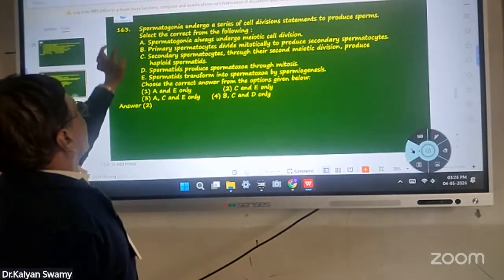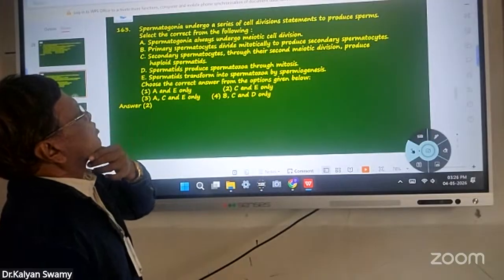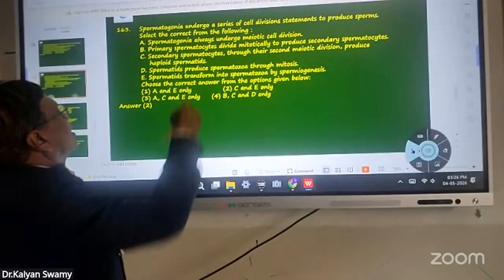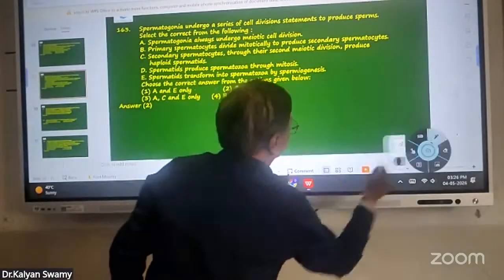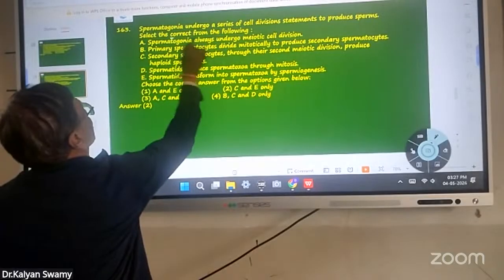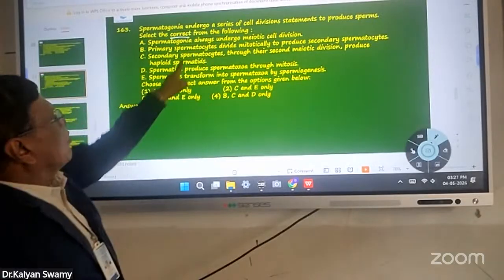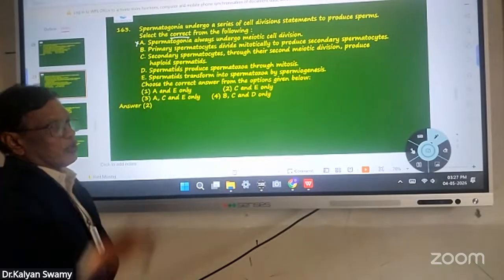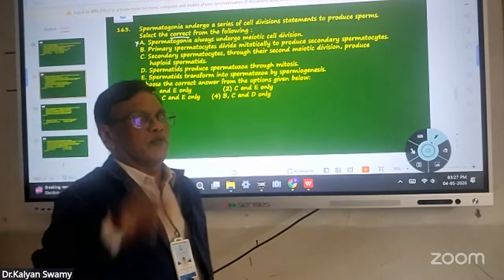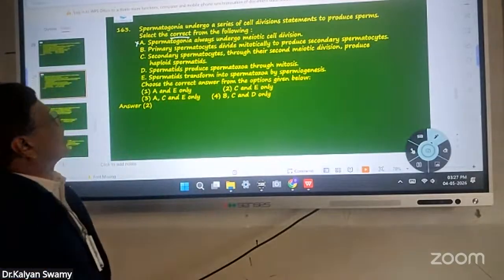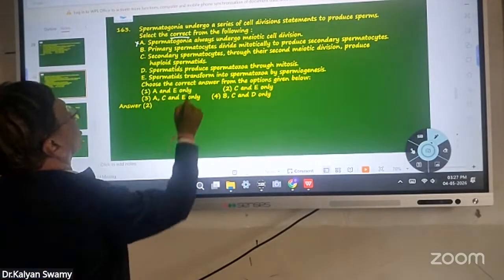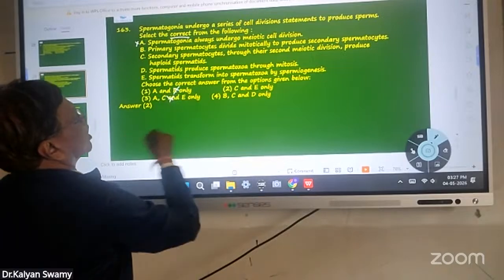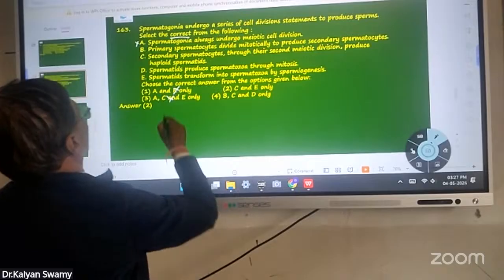Next, spermatogonia undergo a series of steps to produce sperm. Select the correct statements. First, spermatogonia always undergo meiotic cell division. That is wrong. Spermatogonia divide by mitotic division and form primary spermatocytes. Means A should not be there. You can strike out this one. Now we need 2 and 4.